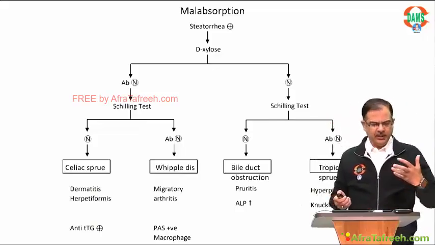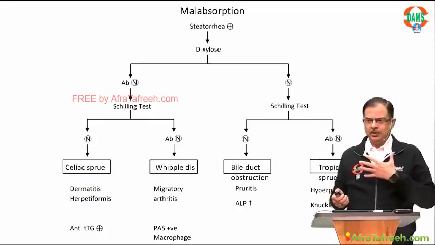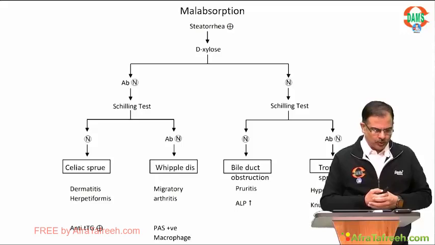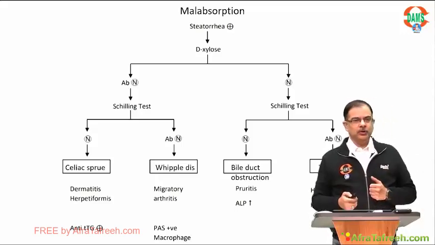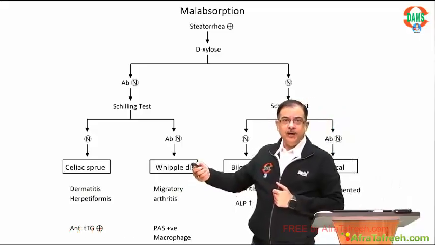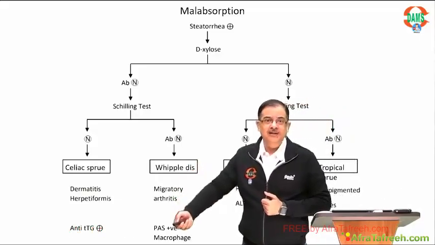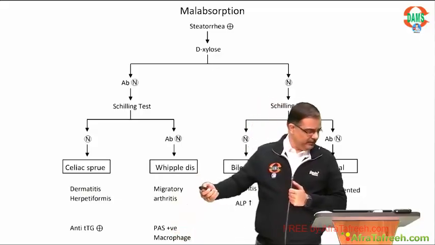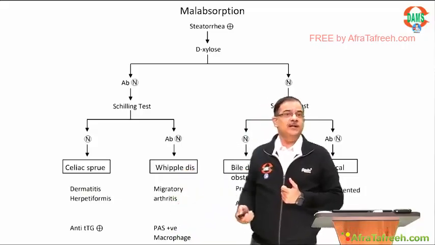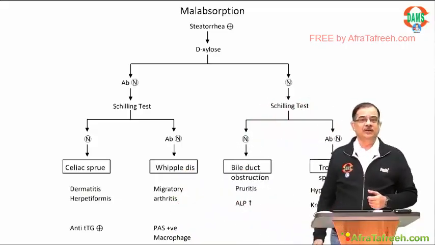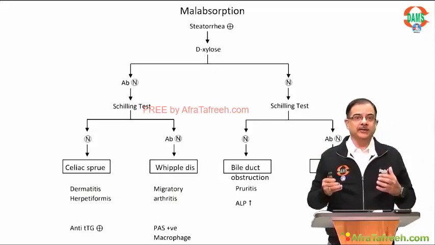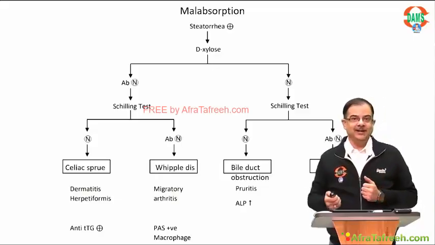Yes, it can be ileal disease, resection, or Crohn's disease which is affecting the ileum. So I have taken one example, tropical sprue. Why not bacterial overgrowth syndrome? Because bacterial overgrowth syndrome will be here. But look at the clinical features. Clinical features are migratory arthritis and PAS positive macrophages. So these features are not seen in bacterial overgrowth syndrome. So you have to gather the clinical information, and then make the correct diagnosis.